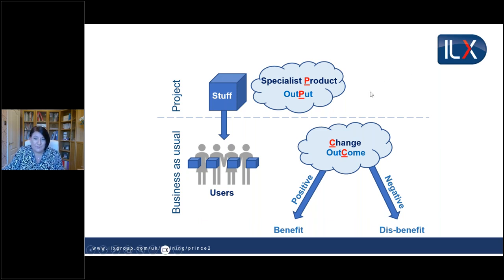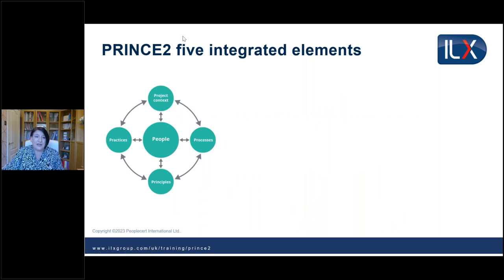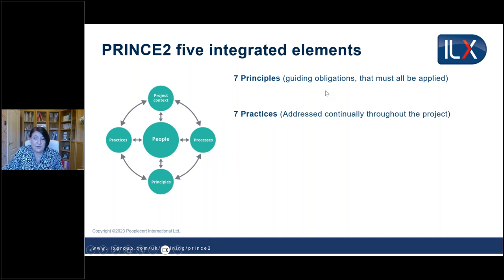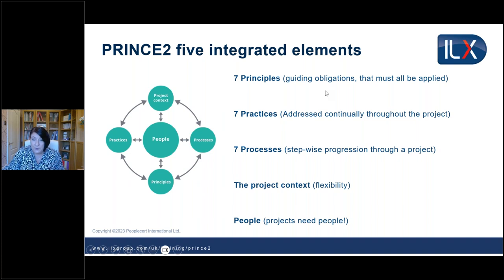Now, PRINCE2 is made up of 5 integrated elements. We have principles, practices, processes, the project environment, and people. Now, the principles, these are the guiding obligations, which are kind of like the underlying rules that must all be applied for it to be a PRINCE2 project. Now, once we've learnt the principles, they then are really like second nature. They're things that we would automatically do. And without the principles, it'd probably feel a little bit weird.